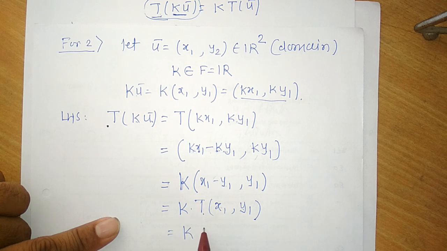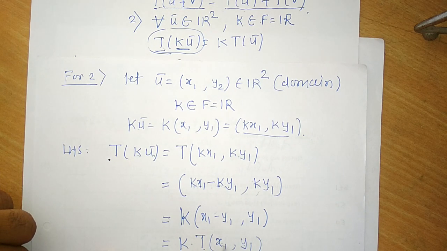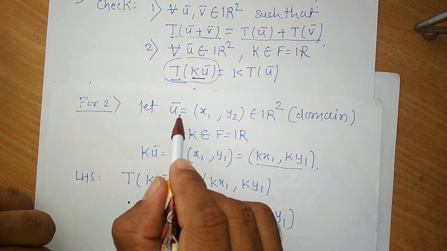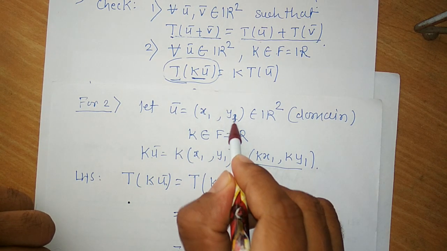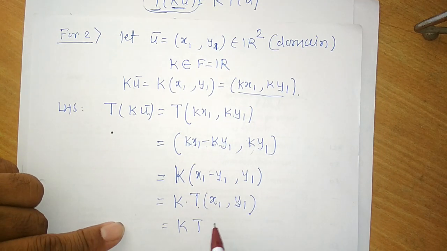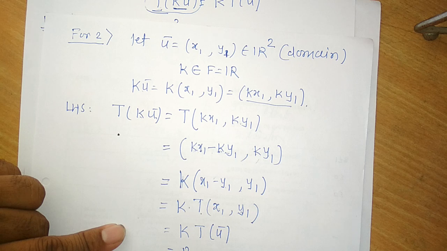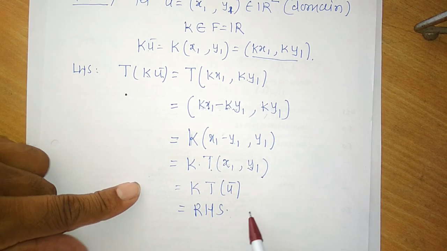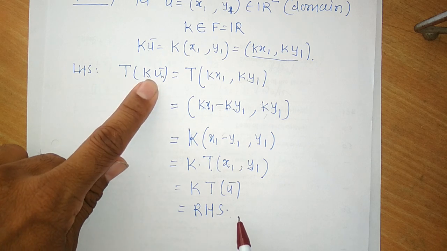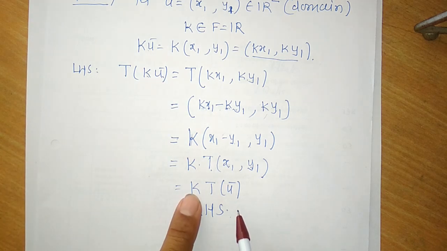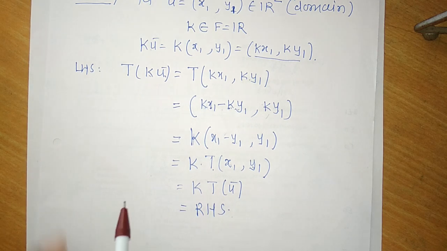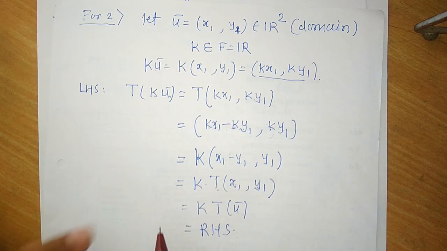So this is k times T, and we already called (x1, y1) the vector u bar. So here we write T of u bar, which is equal to the right side, k times T of u bar. Hence T of k u bar, after simplification, we get k times T of u bar. Hence the function also satisfies the second condition.